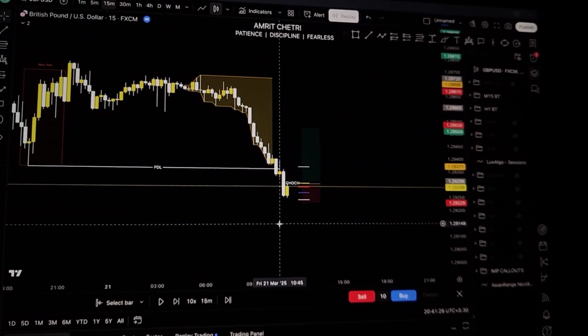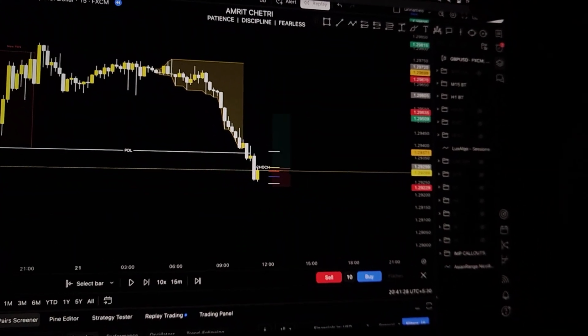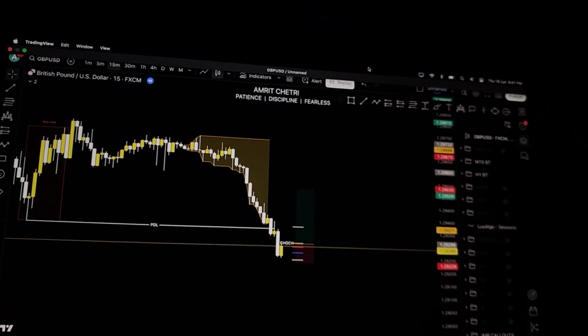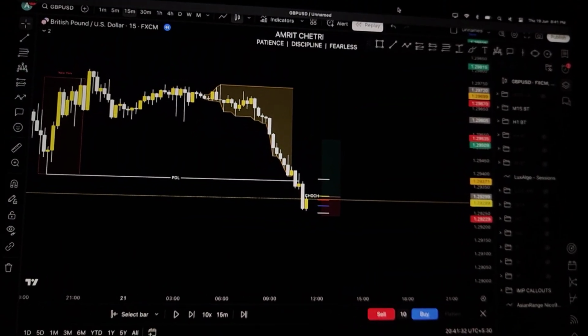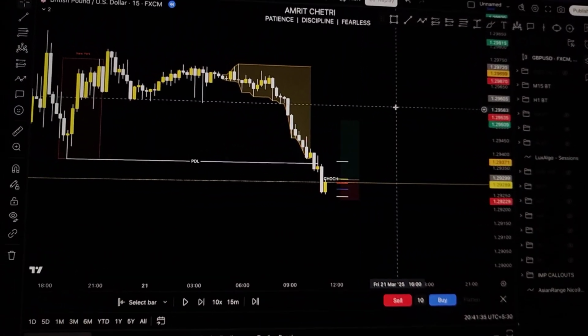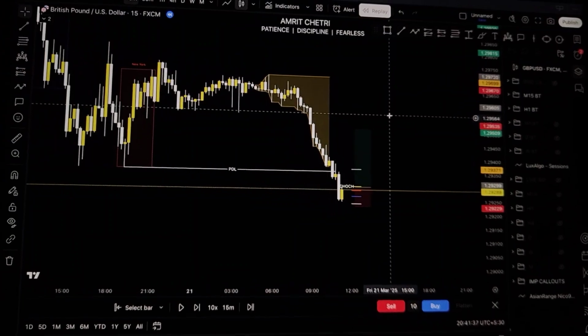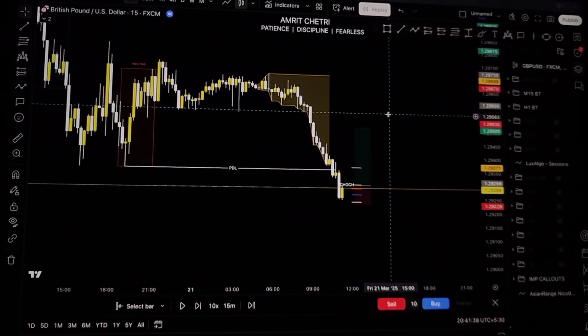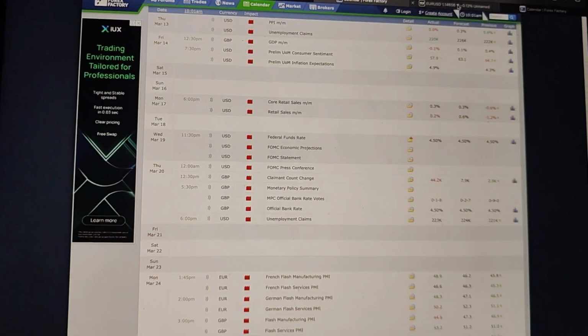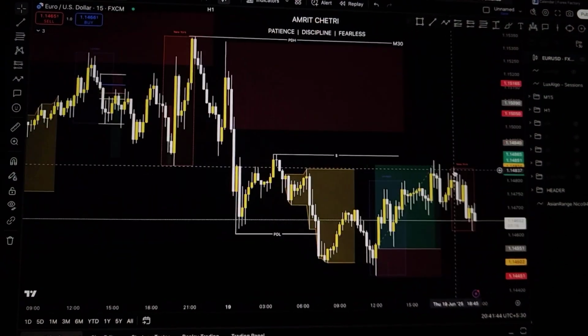Even today, as I speak, the 19th of June, Thursday, I caught a counter-bias trade. My bias was bearish, same thing, and I caught a buy today, and it worked to the T. If I show you, this was the trade. Watch it. This was a beautiful trade.